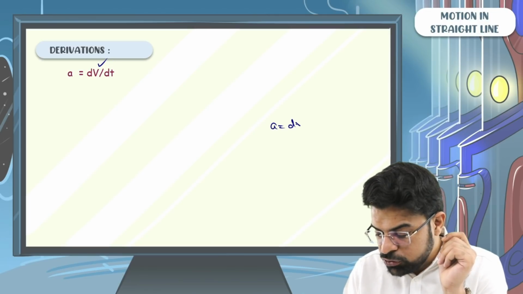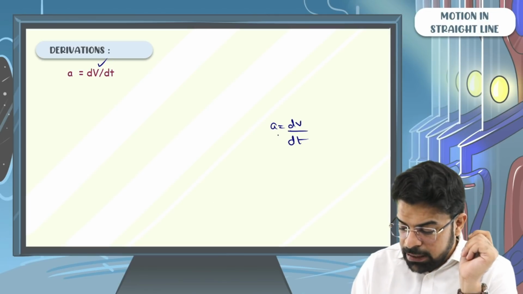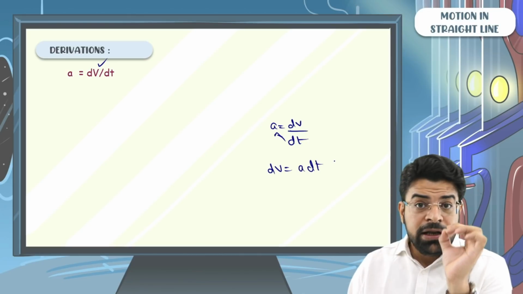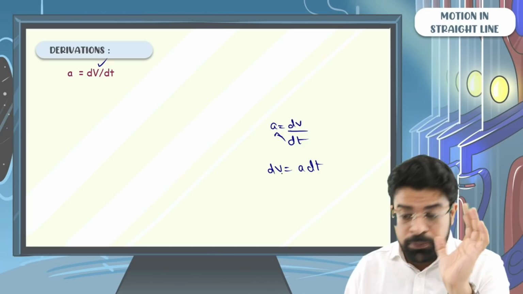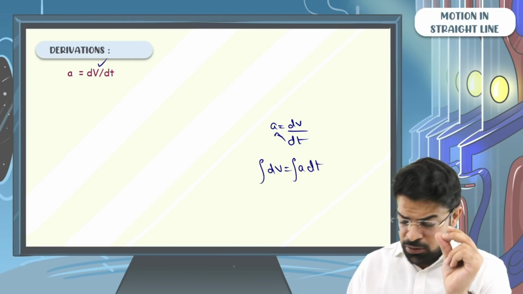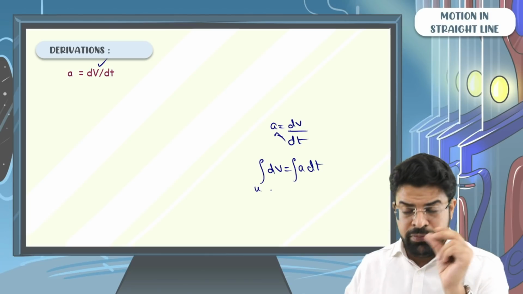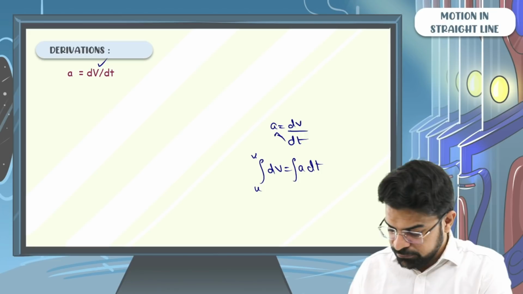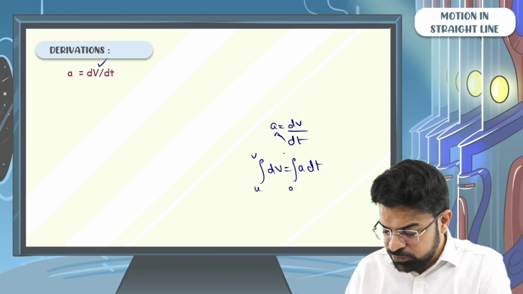A equals dv by dt. I can bring this dt up here and write dv equals a dt. Integrating both sides is a valid operation, so we can integrate both sides. The lower limit of velocity is u, because the initial velocity is u, and the final velocity is v. And integrating time from 0 to t.